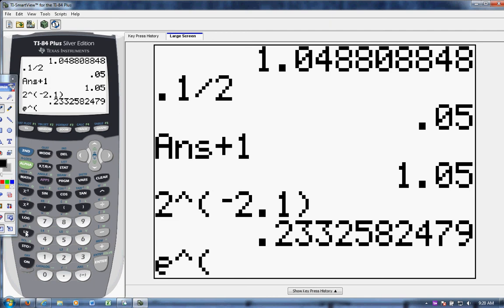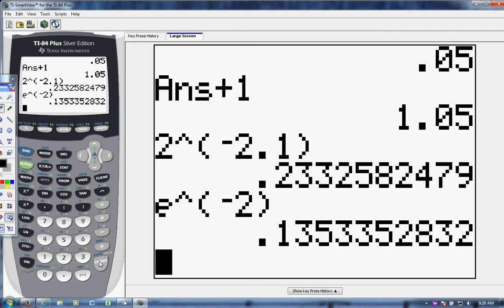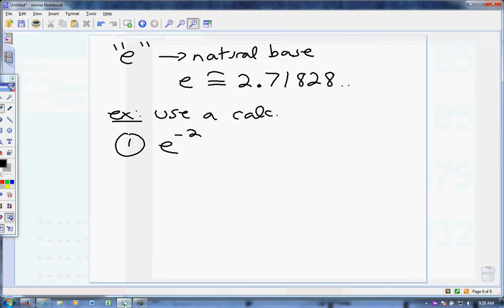Okay? And so then our problem was e caret to the negative 2. You put in your negative 2, put your other parentheses, hit enter, and you get 0.135. So the e button is the second function of ln. So the answer to this problem was 0.135. And we're going to stop there for today.